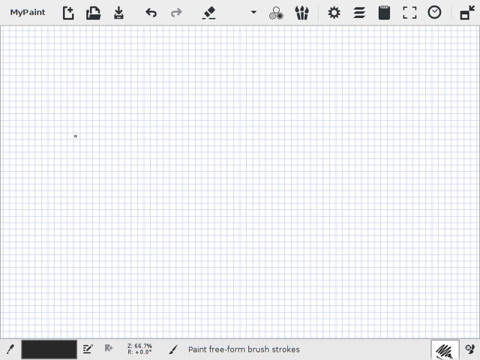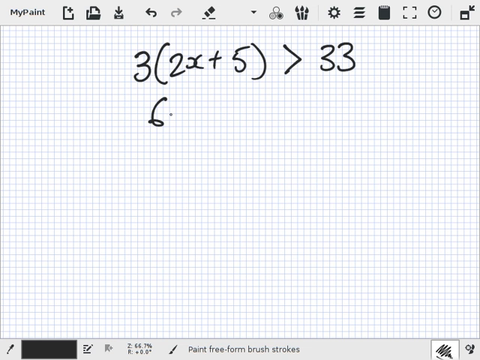Okay, I think that's enough time that I should start to do it. So, let's look at the linear part first. I have 3 times 2x plus 5 more than 33. What should I do first here? You suggested, yeah, open the bracket. So what will this become then? What did you get? 6x plus 15, more than 33.